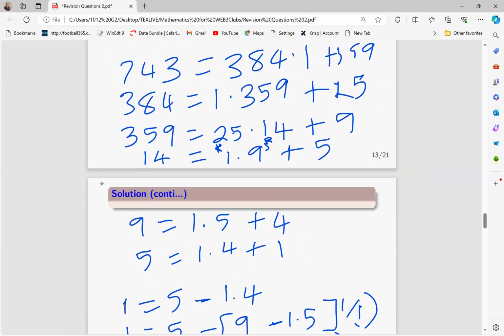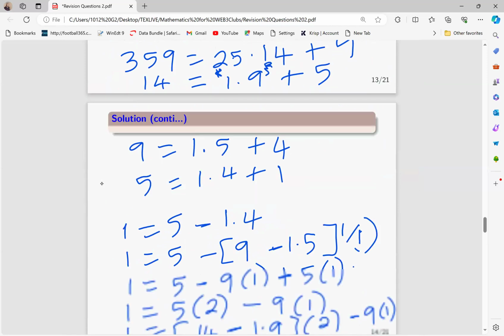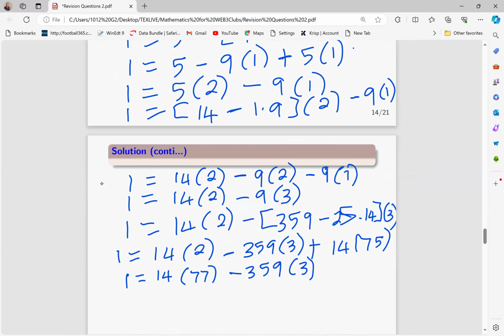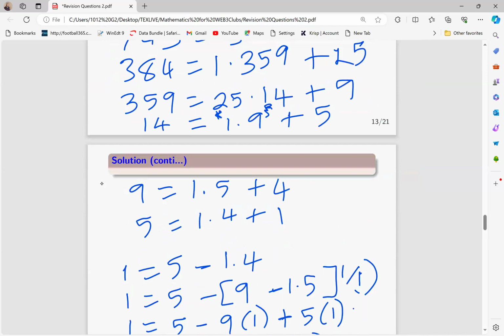Replace 9, so to replace 25. So in the upper one here, I used 14 instead of 25, because it's 25. You see, when you write, you're supposed to follow the written order. The order is supposed to be known so that you follow it.